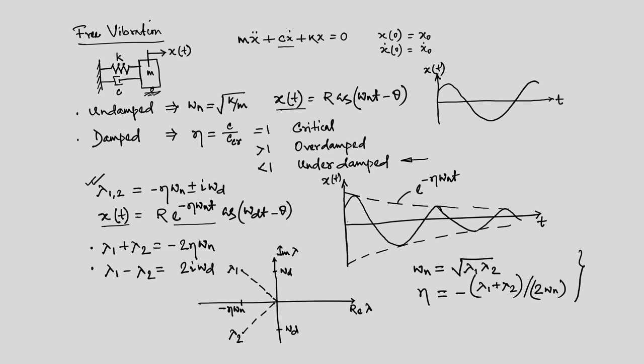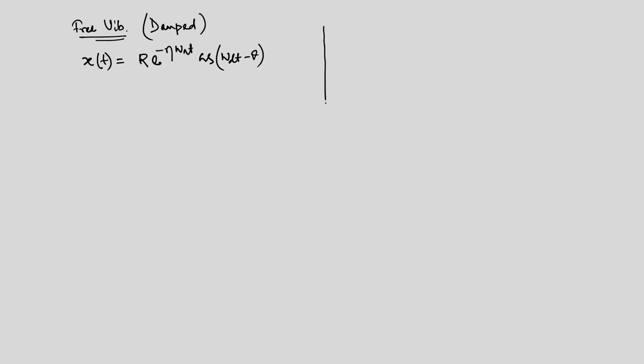Now, if we revisit the free vibration damped case, if you look at our x of t, it is equal to R e to the power minus eta omega n t, then cos of omega d t minus theta. Let me quickly redraw the response again, because we are going to use that to identify the damping of the structure.